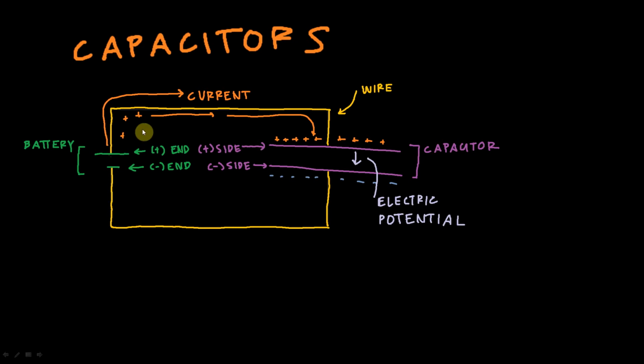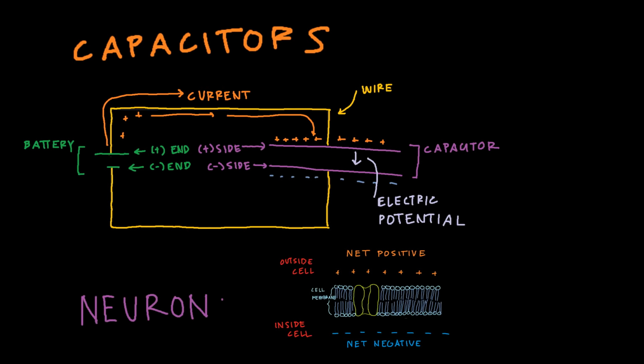So as the battery does its handy little job, positive charge accumulates on this side and negative charge accumulates on that side. And remember, electric potential is formed when we have a separation of charge. Well, now, Callie, you're probably asking me, this looks rather similar to what we just talked about regarding membranes, and you'd be absolutely right. So again, here's a simplified picture of what's going on across the membrane in a neuron. Outside the cell is net positive, inside the cell is net negative, and just like here at the capacitor, we have electric potential because of the separation of charge.